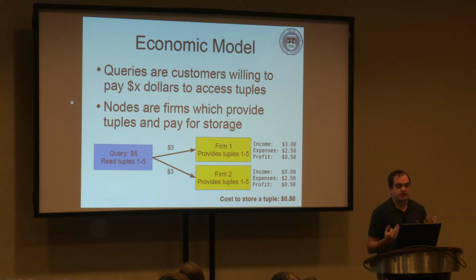The result is that the income of each firm goes down to $3, their expenses are still fixed at $2.50, and they each make 50 cents profit. Since now the profit is less than the amount of expense, any firm who leaves the system will lose profit, and any new firm that comes in won't make any profit. So we refer to this situation as a Nash equilibrium. It's a nice theoretical property, and a nice way to think about your database and how you manage your fragments.